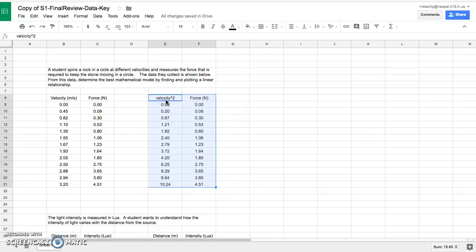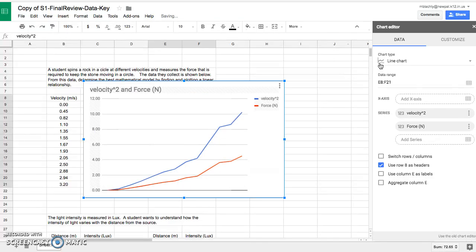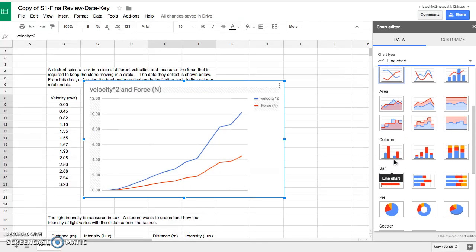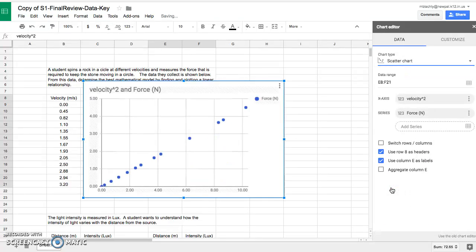So I have y, I have x squared. We'll take a peek at this. I think that it'll be a straight line, so I go to scatter plot, and there it is. It looks like it's a fairly straight line. It looks like a straight line is a good model for this relationship.